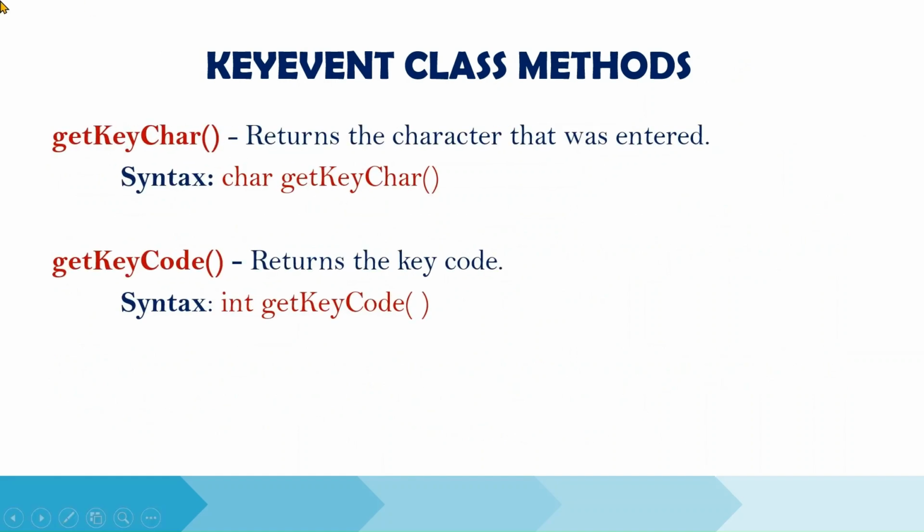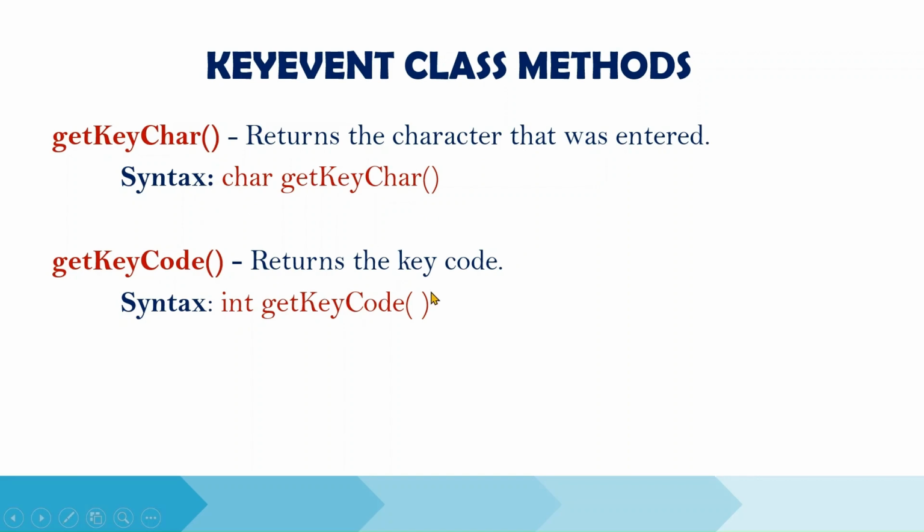Now coming to the methods, we have getKeyChar method and getKeyCode method. getKeyChar returns the character that was entered. When you type, you are entering some characters. If I want to retrieve that character, whatever was entered, you can use the getKeyChar method, which is going to return a single character.